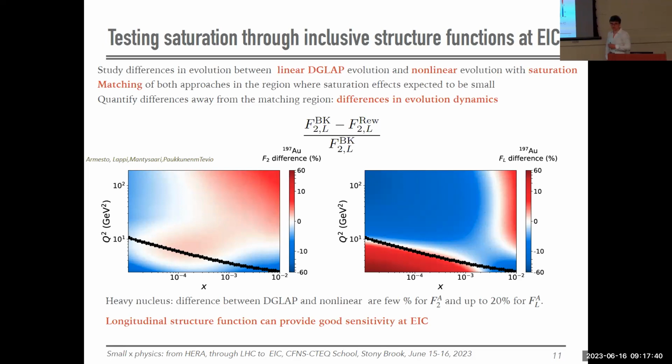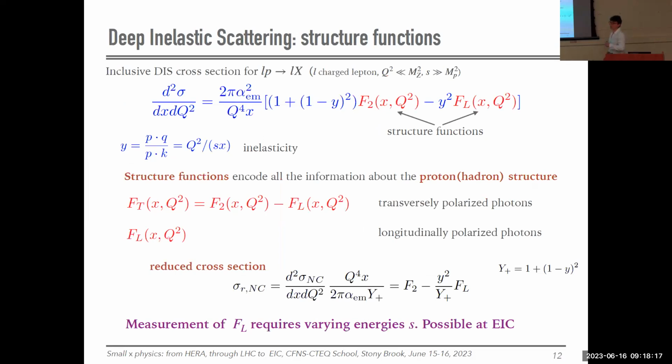That would provide you a sensitivity to these effects, because in these inclusive measurements, when you want to say, okay, is saturation working, nonlinear, or is DGLAP working, and where DGLAP stops working, the problem is always that you have some initial conditions that you can adjust. And there is quite a bit of flexibility in these initial conditions. So it is really important to have another observable so that you can have a better constraint. Now, it is a difficult measurement in FL.